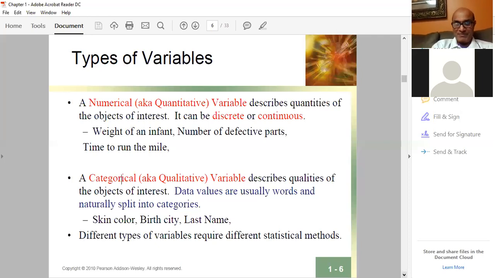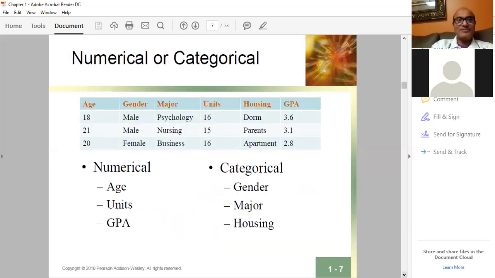Last name, we are not concerned. Suppose a few people have a common last name, that's fine. But these all are called categorical data. So data values are usually words and naturally split into categories. Because it is split into categories, that's why it is known as categorical data. And different types of variables require different statistical methods, right? That is very obvious.